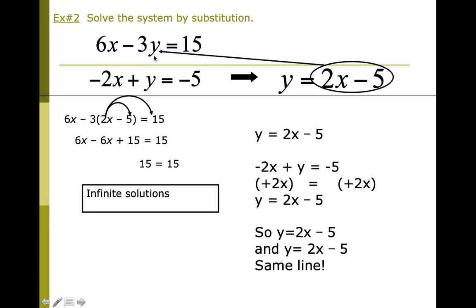Same process. If we solved for y, we would first add the 6x to both sides, and then divide both sides by 3. And when I did that, guess what? It's the exact same line. Both, when you set them equal to y, are y equals 2x minus 5. Because they're both y equals 2x minus 5, they are the same line. That means all solutions are the same because they're the same line.